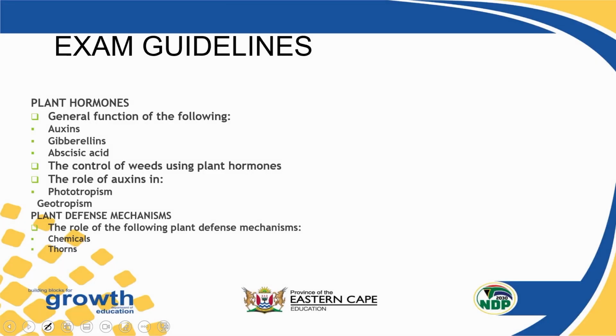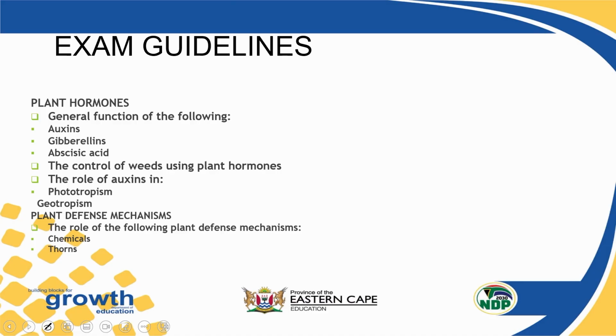One, we need to know the plant hormones which are involved in the response of plants to the environment, which are the auxins, gibberellins, abscisic acid. We not only need to know these hormones, we also need to know their functions. That is the functions of auxins, functions of gibberellins, functions of abscisic acid.